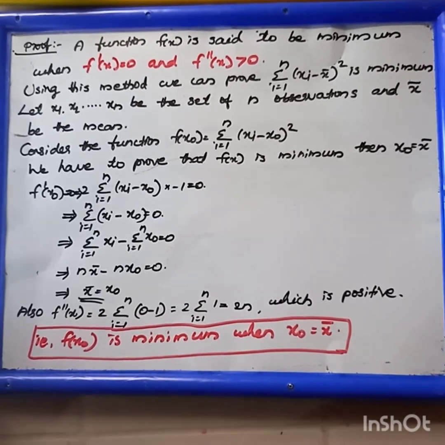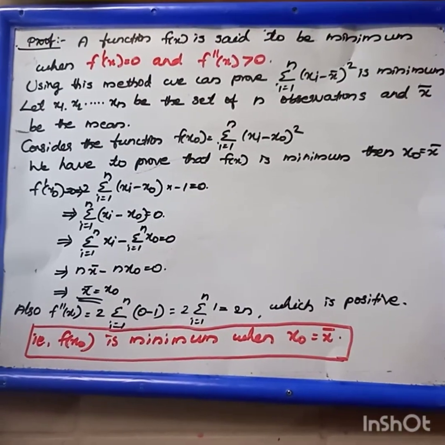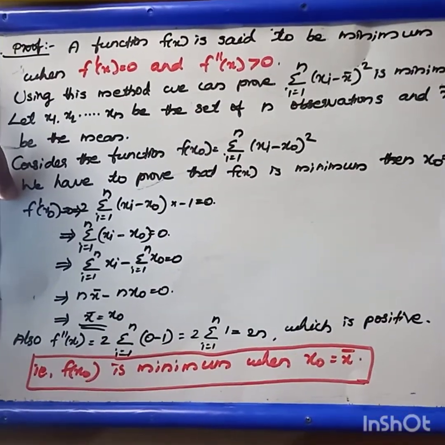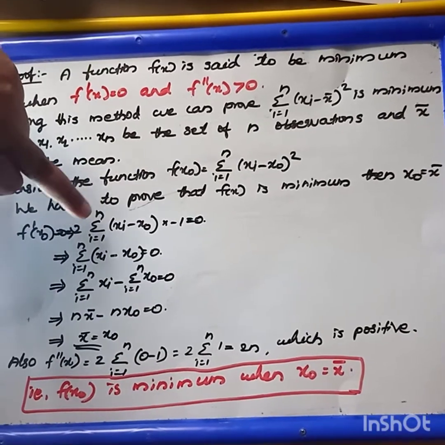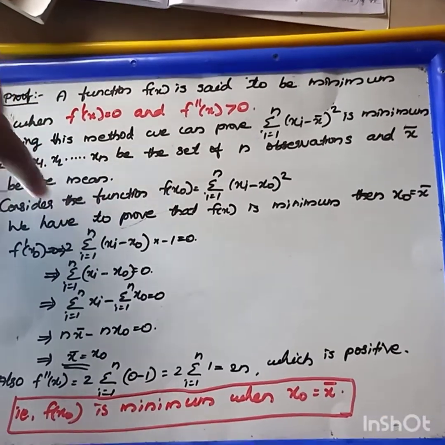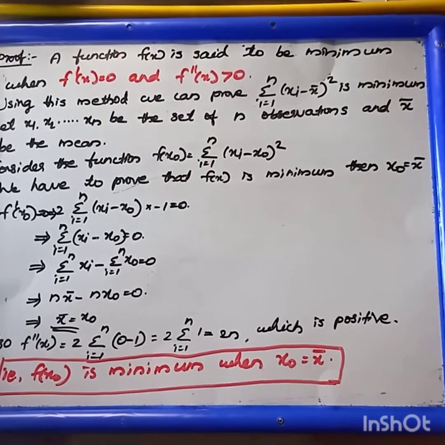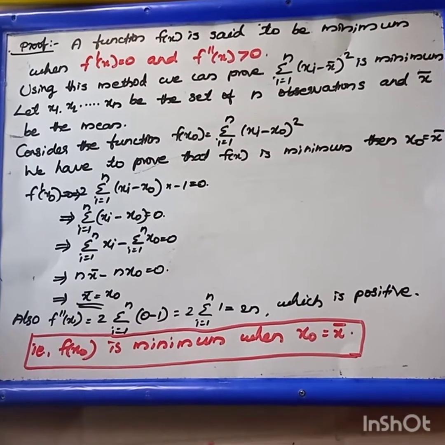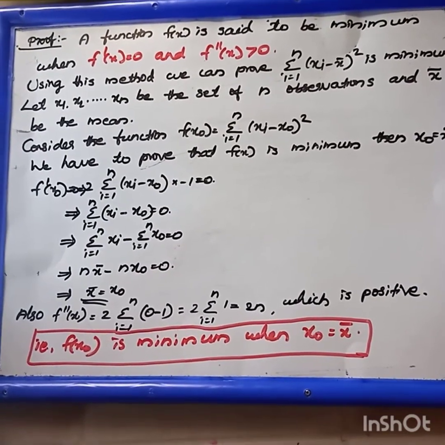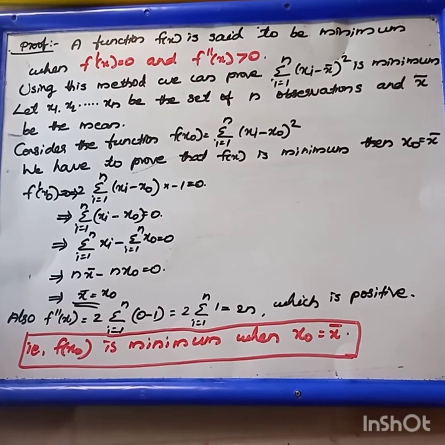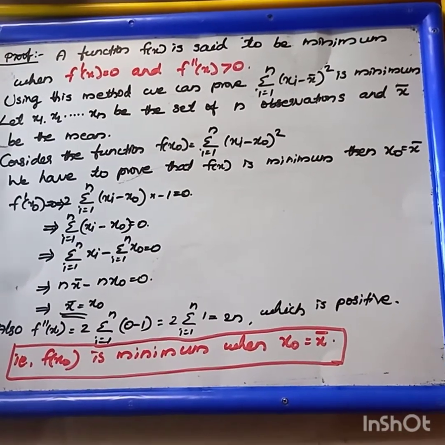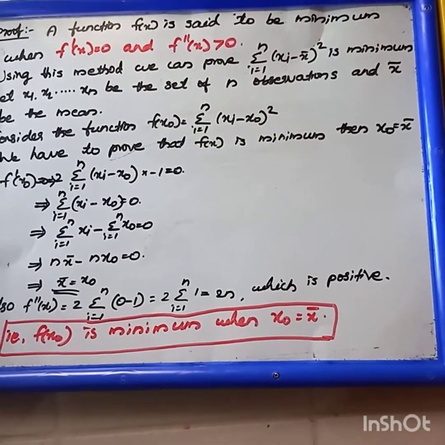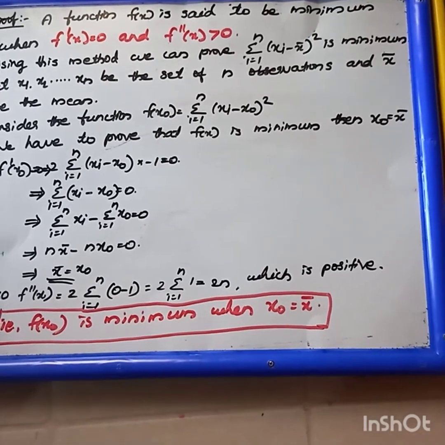Also, f double dash of x. Let us take one more derivative of f dash of x. f double dash of x is equal to 2 into summation i equals 1 to n of (0 minus 1), which is equal to 2 into summation i equals 1 to n of 1, which is equal to 2 into n, which is a positive quantity. That is, f of x naught is minimum when x naught is equal to x bar. It is our property: the algebraic sum of squares of deviations of observations from the arithmetic mean is always minimum. That is, summation (xi minus x bar) whole square is always minimum.